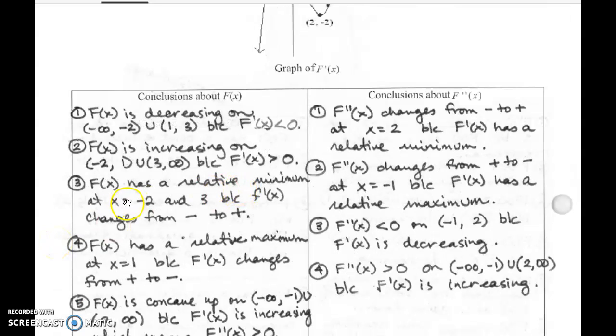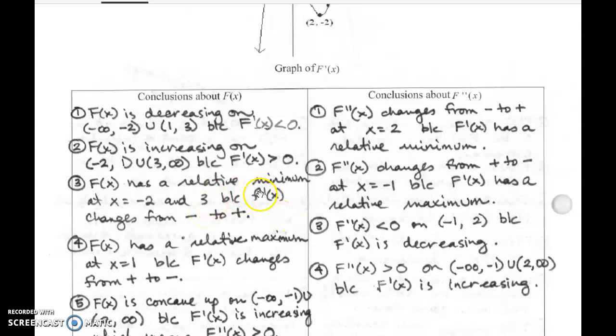So what else do we know? Well, if we go from decreasing to increasing, it must be a minimum. So if we go from a first derivative being negative to positive at x equals negative 2 and x equals 3, that must be a minimum.